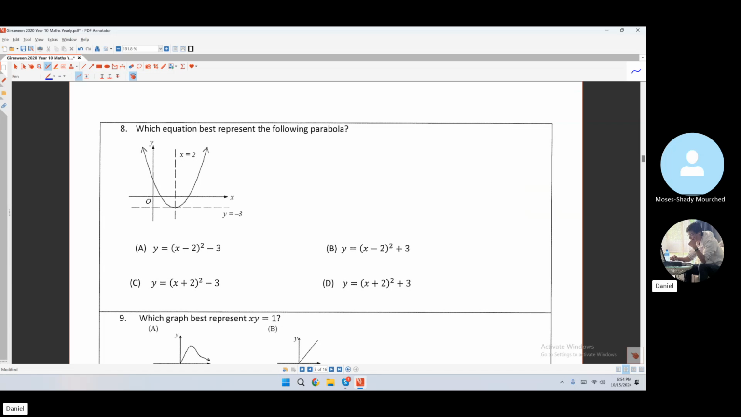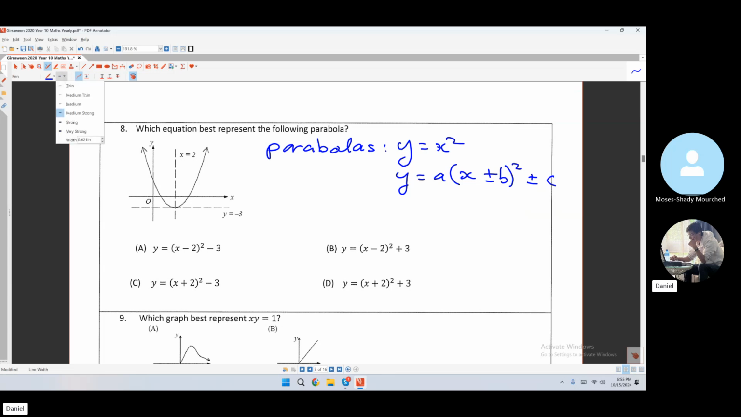Before we do this, I'm going to give you a reintroduction to parabolas. Parabolas are y equals x squared. That's probably the format you've seen it in, right? But there is another format you can write this in: y equals a(x plus or minus b) squared plus or minus c. I know it looks a bit intimidating jumping from that to that, but I'll explain it.